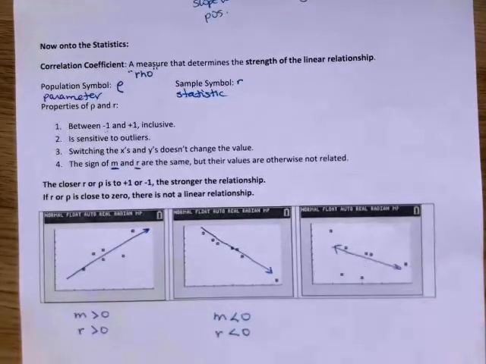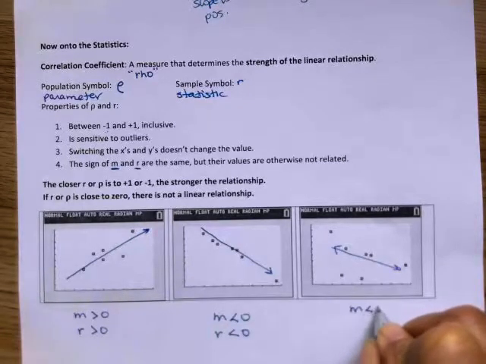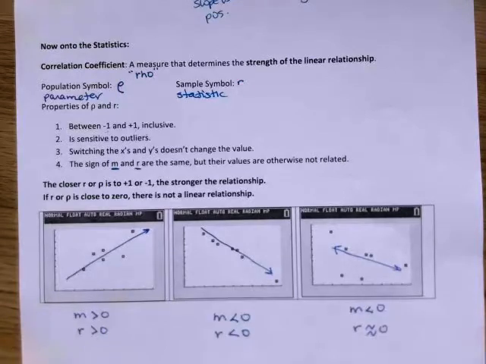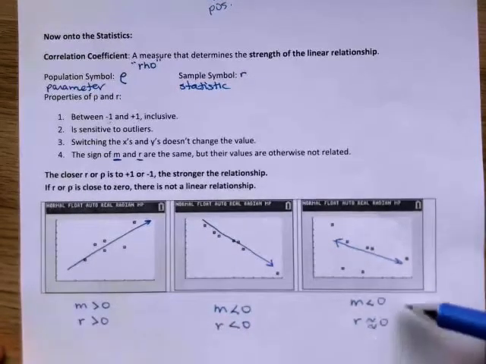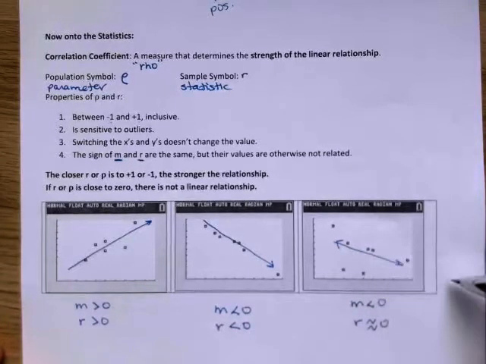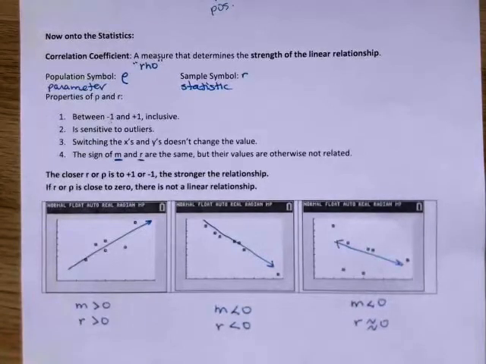Maybe that one? It would be really hard to say, but this, maybe the slope is going to be negative, but that R is going to be super close to 0, right? There's not much of a relationship in there. So the closer R and rho are to 0, there's not a linear relationship. The closer it is to plus or minus 1, the stronger that relationship. Okay, so let's go ahead and try some out.